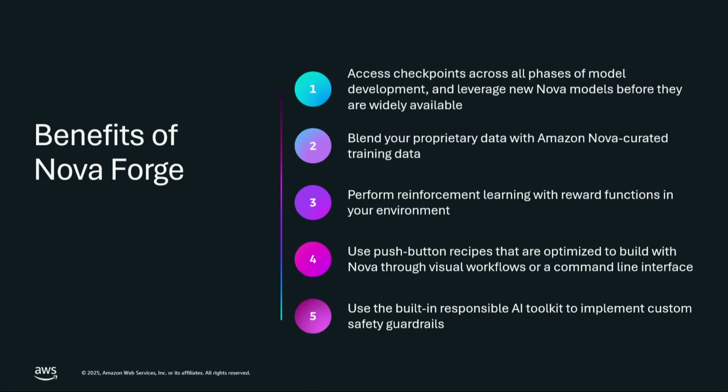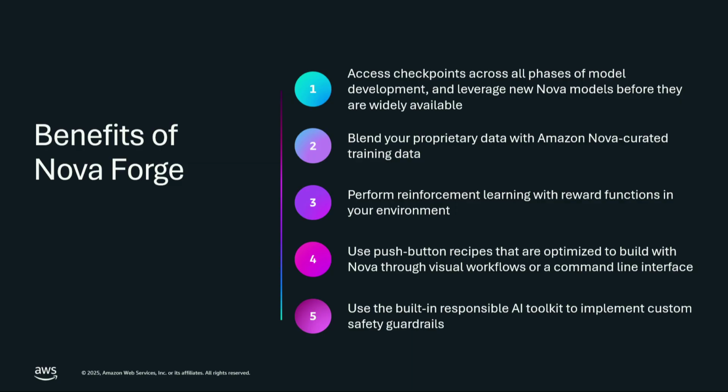So yeah, those are some of the key value props and benefits of Nova Forge. You get access to multiple different checkpoints rather than just the last checkpoint. You can blend your proprietary data with Amazon Nova curated data. You can also use reinforcement learning by bringing your own environment, which means we work with customers who have built their own environment where they do reward function calculation and use that to improve the model. They didn't want to move the whole setup to AWS because they have invested in and created that whole environment. So this lets you just hook up that external environment, which is calculating the reward function, while training the model in the VPC. And then, yes, it comes with push-button recipes.